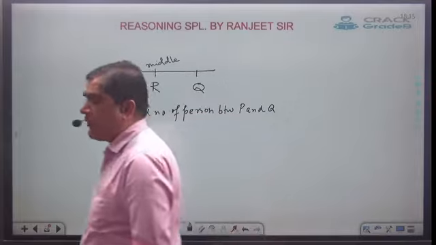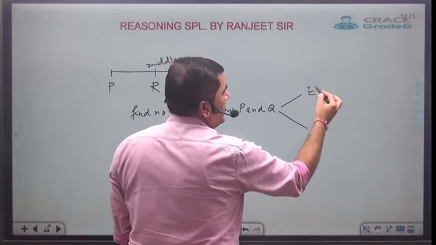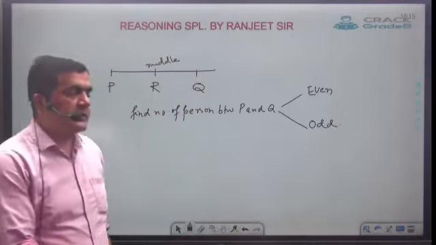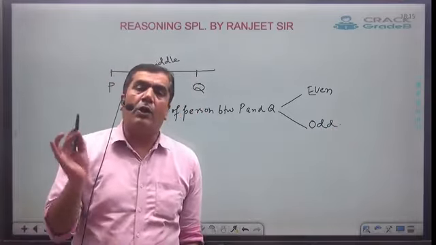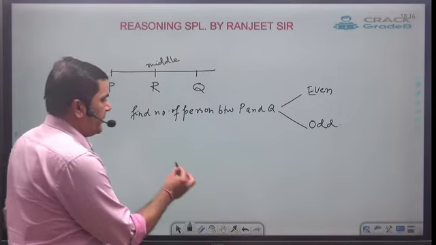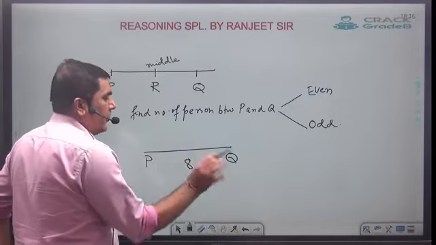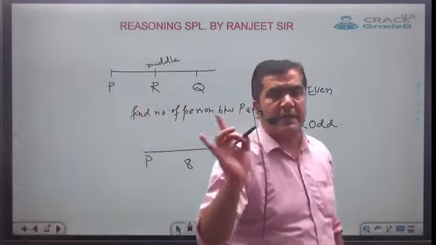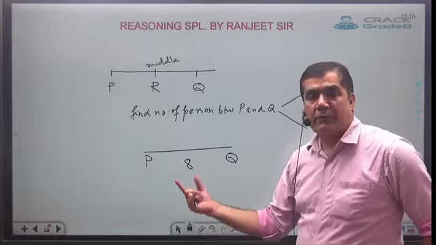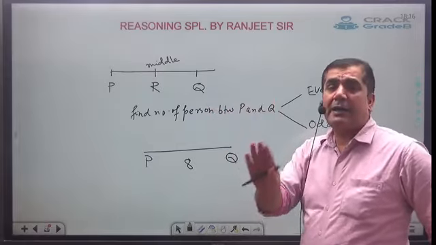Now, whenever you find the number of persons between P and Q, there can be two possibilities. The total number comes out to be an even number, or an odd number. Always remember, even number means what? Let's say I am assuming between P and Q we have 8 students. Now we have to place R exactly in the middle. So always remember, if the number of persons in between the two variables comes out to be even, then placing R in the middle is not possible. I can't place R between P and Q.